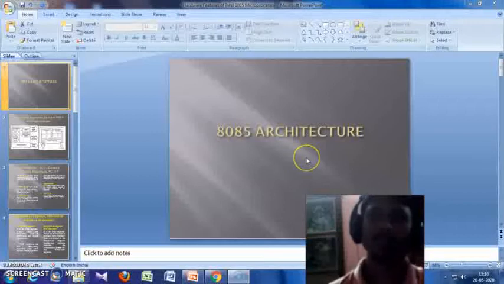This is an 8-bit processor invented by Intel in 1976, and it has 6500 transistors fabricated in a single chip. Its clock frequency is 5 megahertz, meaning it operates with a frequency of 5 megahertz, and it has 16 address lines and 8 data lines. By using these 16 address lines, we can address up to 64 kilobytes of physical memory. By using the 8085 microprocessor, 64 kilobytes of physical memory can be addressed at a time.